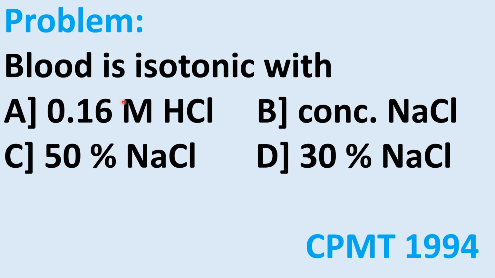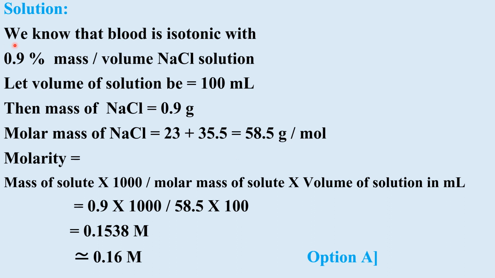Blood is isotonic with: option A 0.16 molar HCl, option B concentrated NaCl, option C 50% NaCl, option D 30% NaCl. We know that blood is isotonic with 0.9% mass by volume sodium chloride solution. Let the volume of solution be 100 ml, then the mass of sodium chloride will be 0.9 gram. Molar mass of NaCl: for sodium 23 and for chlorine 35.5. Therefore 23 plus 35.5 is equal to 58.5 gram per mole.